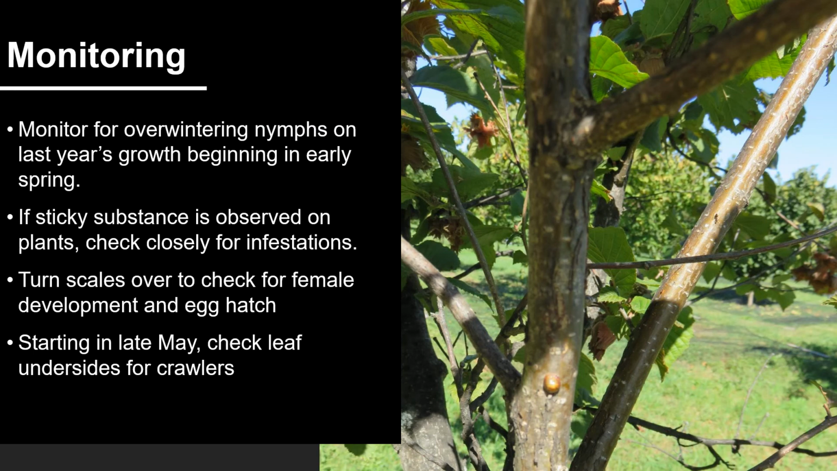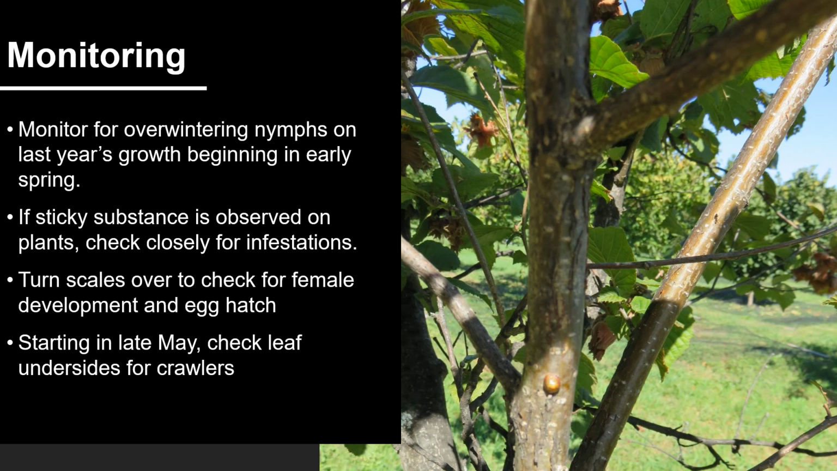You can monitor for overwintering nymphs on last year's growth starting in early spring. They are often quite noticeable. In the previous photo I showed you a shot with a large accumulation of scales. That's quite easy to spot, but sometimes you can have just a few, which you might miss if you're not used to it. But look for these smooth round bumps extending from the tree, which indicate scale. Another indication of scale would be the presence of a sticky substance that you can't otherwise identify as anything else. So if you're feeling something sticky on the leaves, you might want to look more closely throughout the tree for the presence of those overwintering scales.